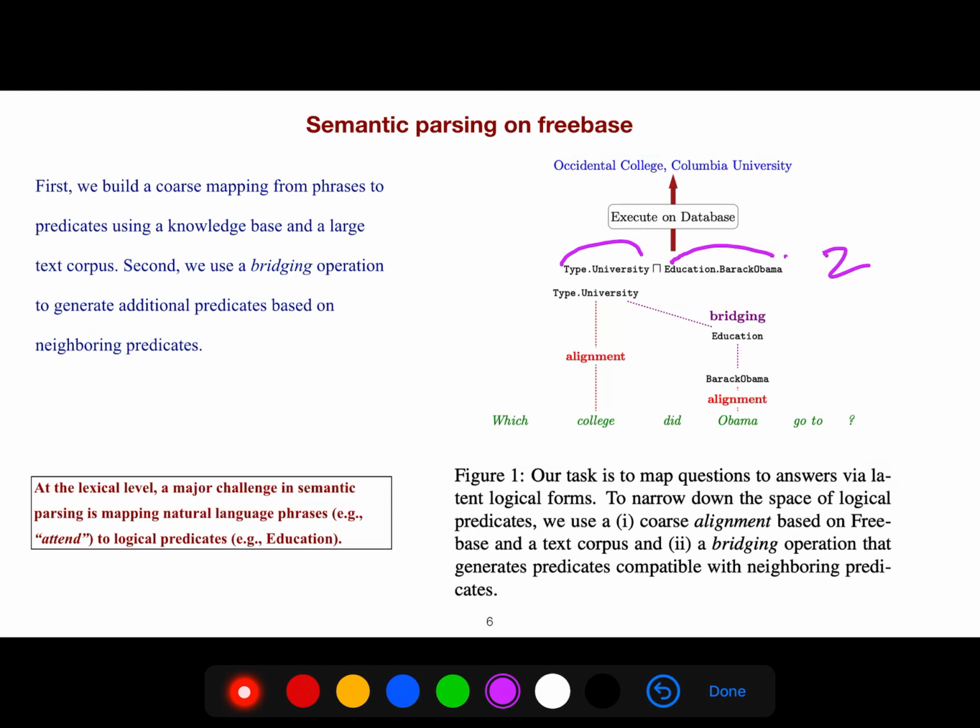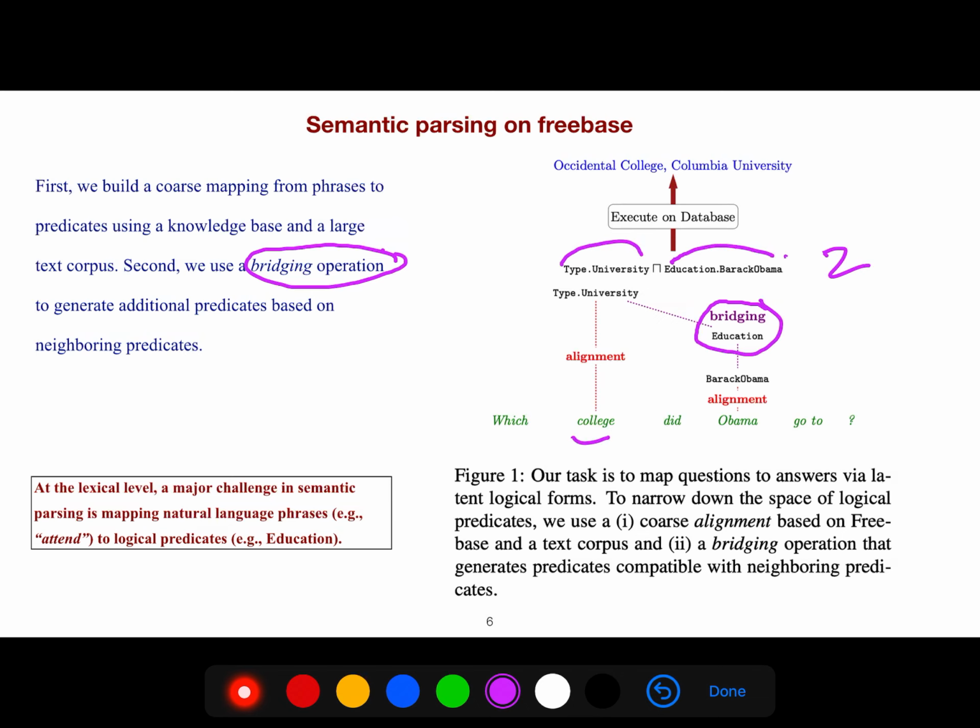So we build a coarse mapping from phrases to predicates using a knowledge base and a large text corpus. And then we use these bridging operations. For example, here education is a bridge. We didn't talk about this education. We just said college, but it is related to education. So it's a bridging in order to understand what part of the database, which table, we need to focus on.